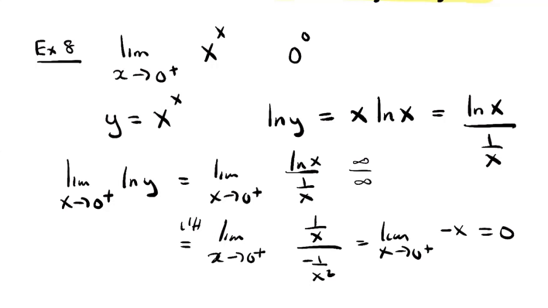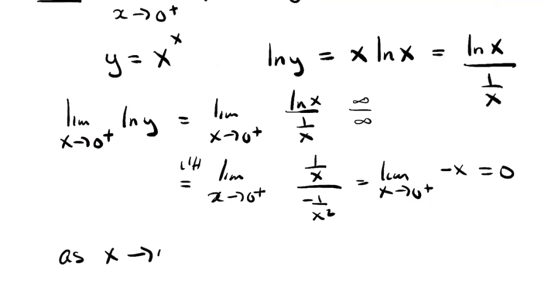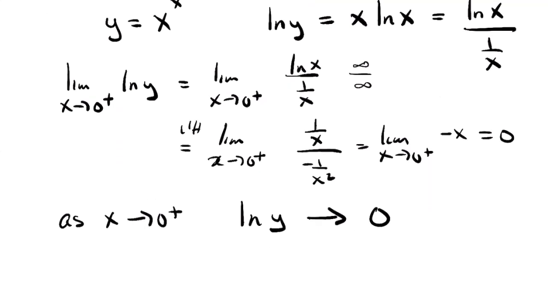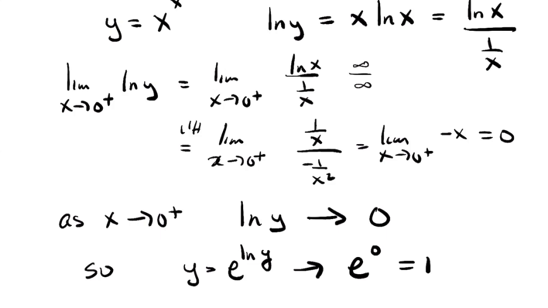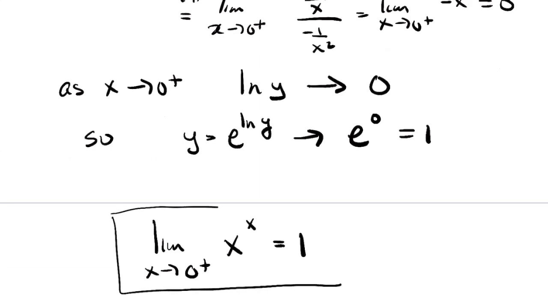But we have to be a little bit careful. So what we just computed is that as x goes to 0 from the right, the logarithm of this variable y goes to 0. So if you want to know what y does, by continuity, y, which is e to the natural logarithm of y, is going to go to e to the 0. It's by the continuity of the exponential function, which is 1. So to summarize, the limit as x goes to 0 from the right of x to the x is equal to 1.